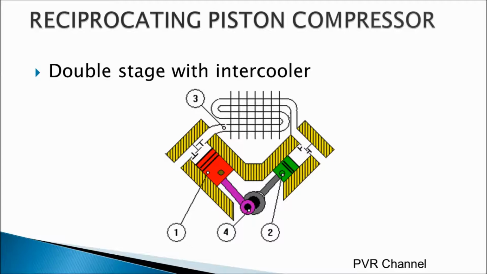The compressed air enters the second stage cylinder at a greatly reduced temperature after passing through the intercooler, thus improving the efficiency compared to that of the single stage unit. The first delivery temperature may be in the range of 120 degrees Celsius.